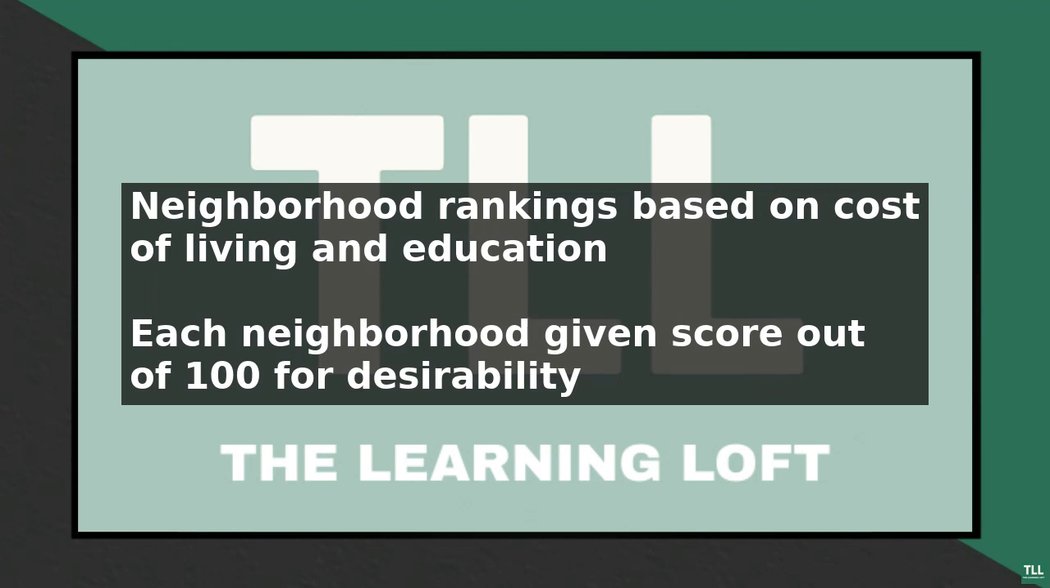The neighborhood rankings are based on a variety of factors, including cost of living, education, housing, and crime rates. Each neighborhood is given a score out of 100, with higher scores indicating more desirable neighborhoods.